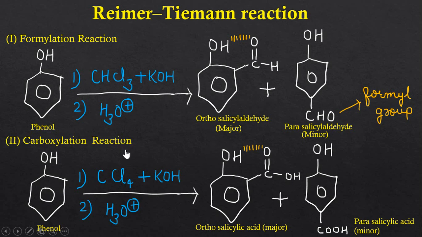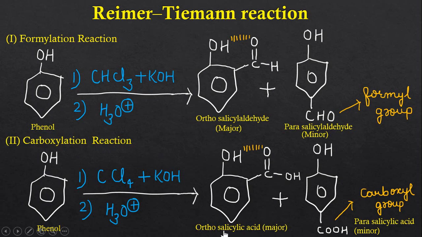This reaction is just same as formylation reaction, but here we will use CCl4, which is known as carbon tetrachloride. Here also we get two products, ortho salicylic acid and para salicylic acid. Here you see the COOH group. The COOH group is known as carboxyl group. This carboxyl group is substituted at the ortho position and para position. That's why we call this reaction as carboxylation reaction.